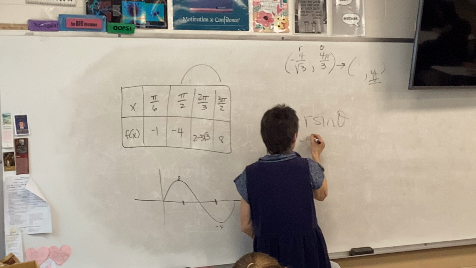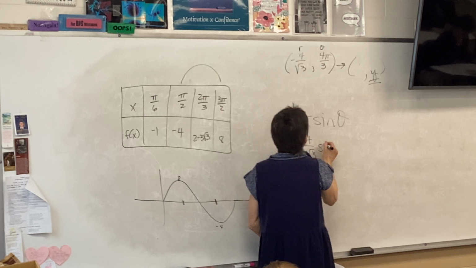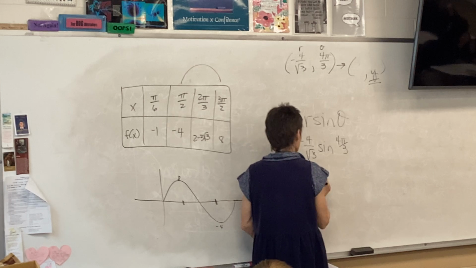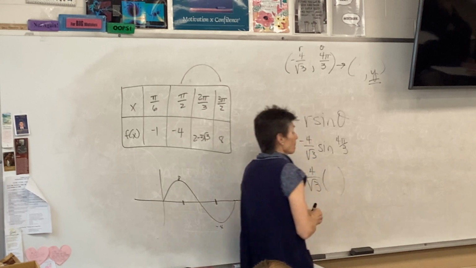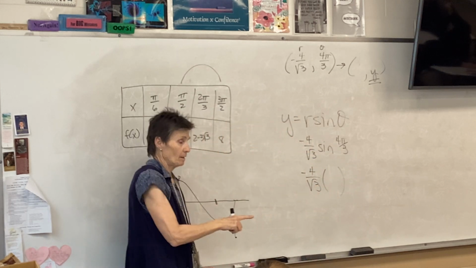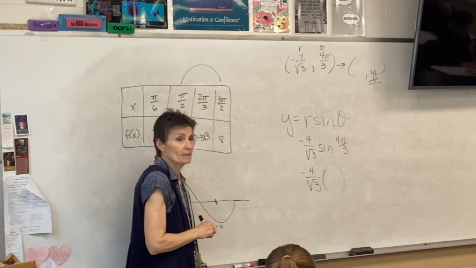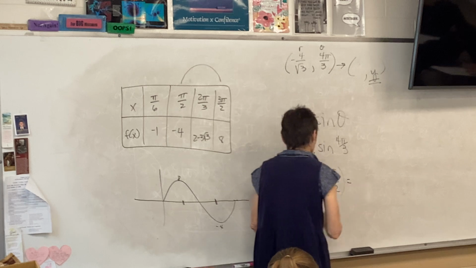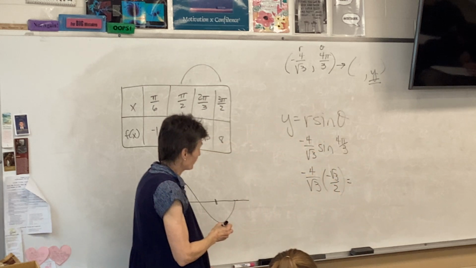So -4/√3 times the sine of 4 pi over 3. What is the sine of 4 pi over 3? -√3/2. Well, that's all gonna work out nicely.